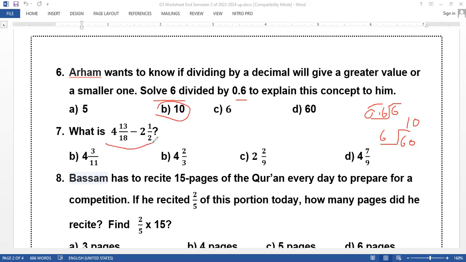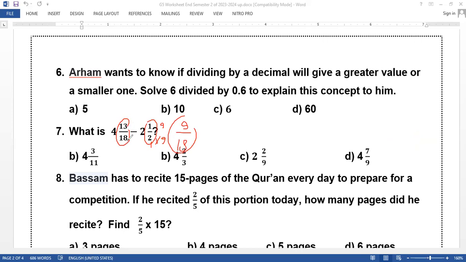What is 4 13/18 minus 2 1/2? Subtracting mixed numbers is the same as adding. We start with the fraction part: 13/18 minus 1/2. We cannot subtract before we make the same denominator. If you multiply 2 by 9, up and down, it becomes 1 times 9 is 9, 2 times 9 equals 18. Now the second fraction becomes 9/18. The first fraction is 13/18.